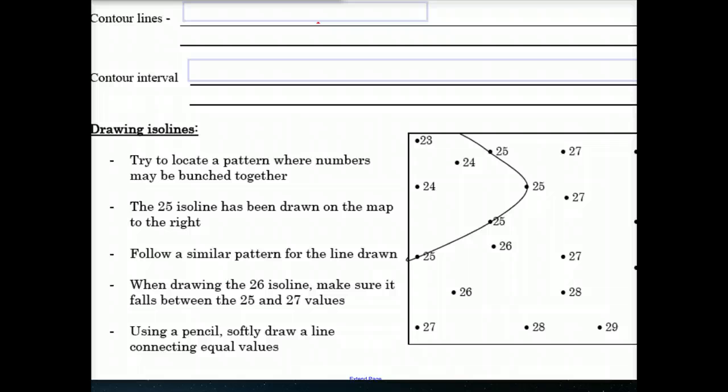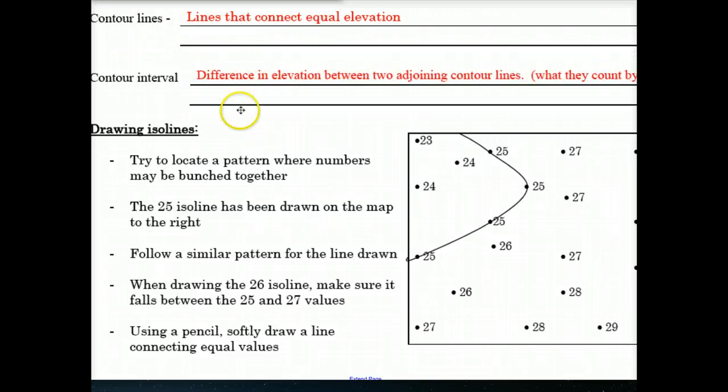When we look at contour intervals, the contour lines are the lines that connect equal elevation. So just like isotherms connect places of equal temperature, contour lines connect places of equal elevation. The interval is the difference in elevation between two adjoining contour lines. So it's what we're going up by.